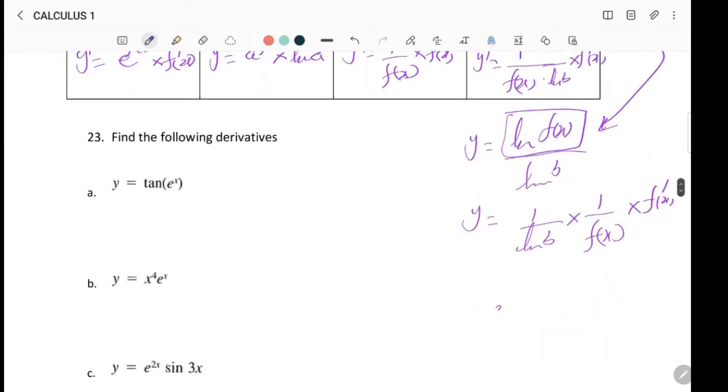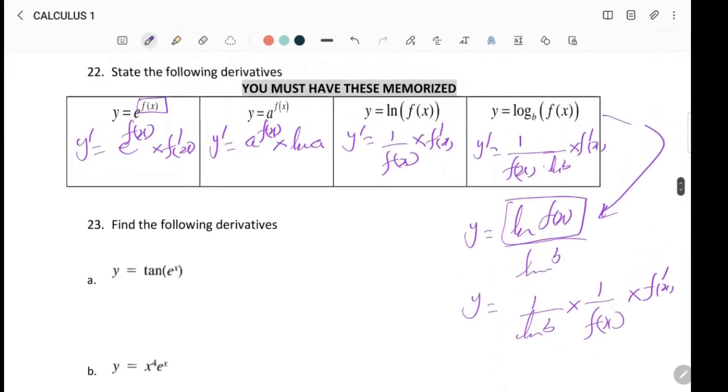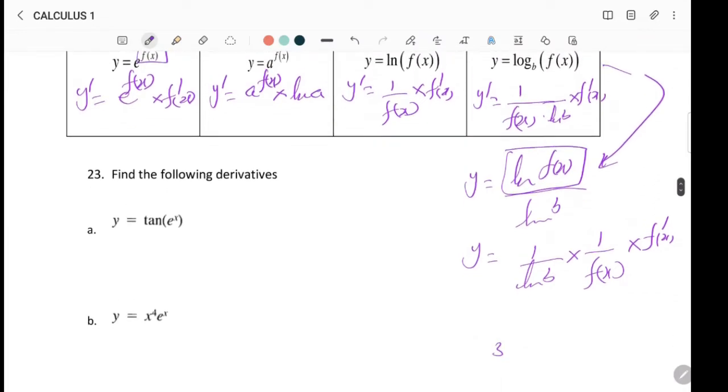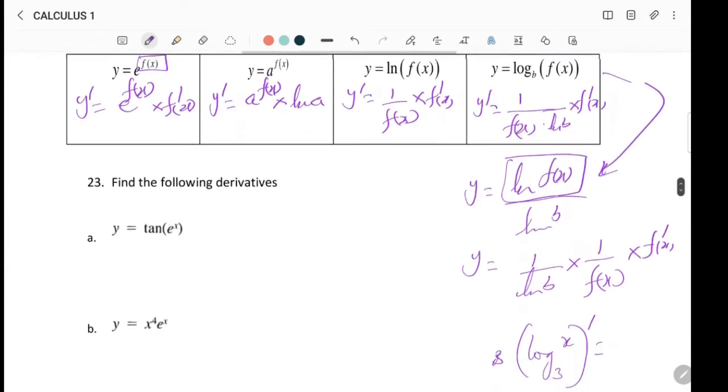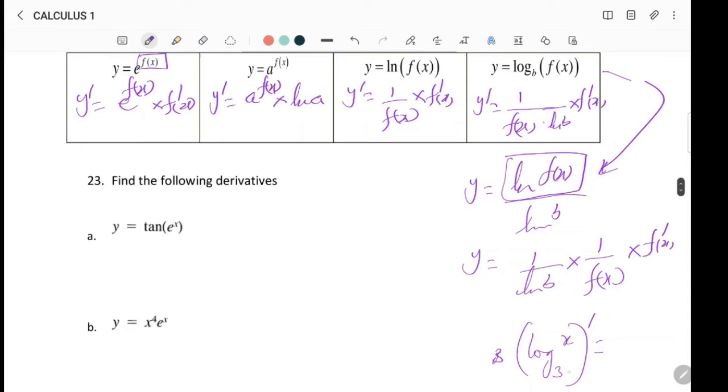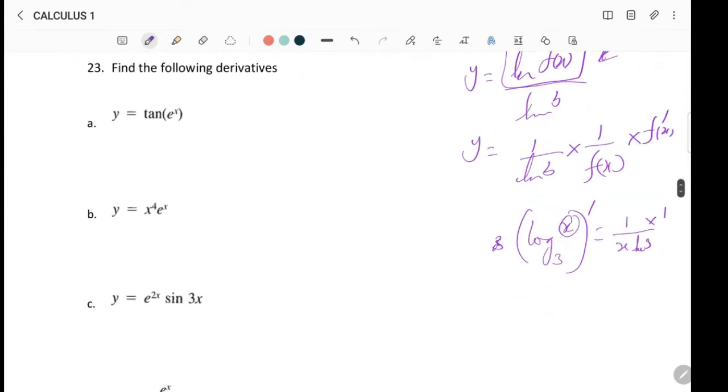Let's do one example. For example, we need to differentiate log x base 3, suppose. So what's the answer for that? Log x base 3 differentiation is 1 over x ln 3, but x differentiation is 1. This x differentiation is 1, like that.